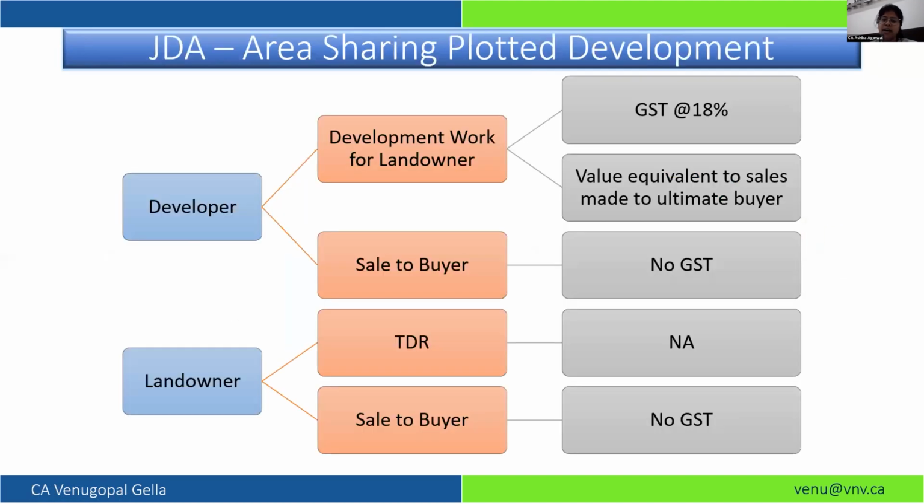Now, second part, where they have entered into a JDA, assuming an area sharing plotted development, where the developer and landowner have come together and agreed on a ratio of sharing, either 60-40, 30-70, whatever it may be. Here, how will the taxability under GST work and on what value will GST be payable? Talking from the point of view of the developer first, the developer is providing development work to the landowner. There is no doubt, in the first case also it was taxable. In the second case also it's taxable. So the developer is required to charge GST and collect it from the landowner.